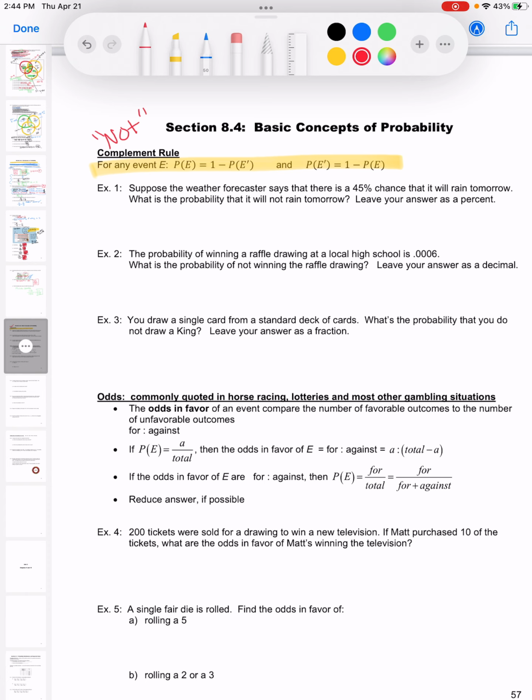Now 100% is the same as 1. If I were just going to write 100% out without a percent, moving that decimal place, I would get 1. So that's how we get the rules that are written up there. So let's use those rules to answer a couple questions.